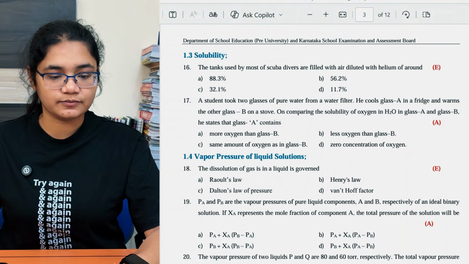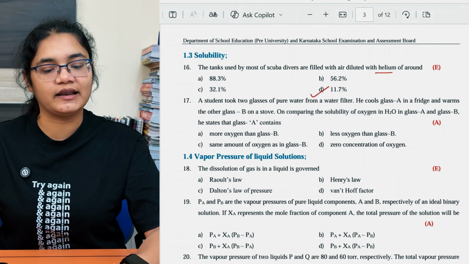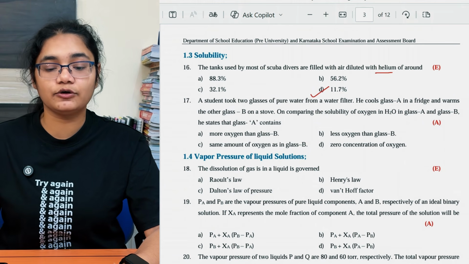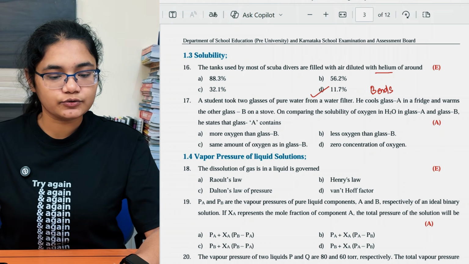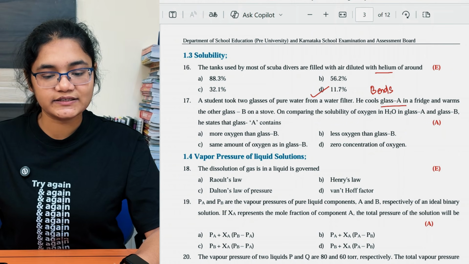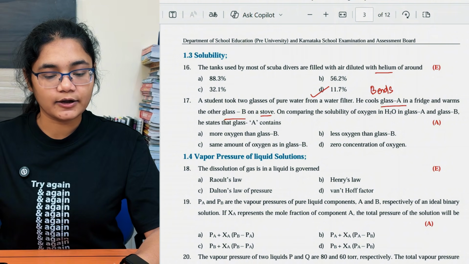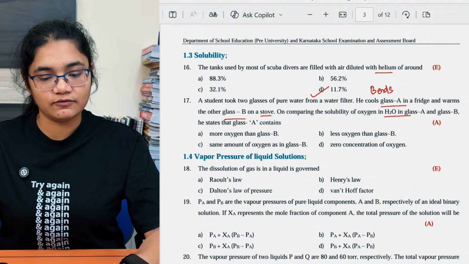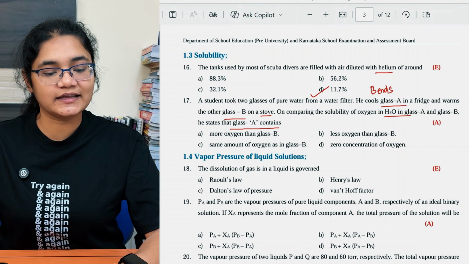The tanks used by the scuba divers are filled with air diluted with helium of around 11.7%. This is done to avoid a medical condition that we call bends, right? A student took 2 glasses of pure water from a water filter. He cools glass A in the fridge and warms glass B on the stove. On comparing the solubility of oxygen in water in glass A and B, he states that glass A contains.